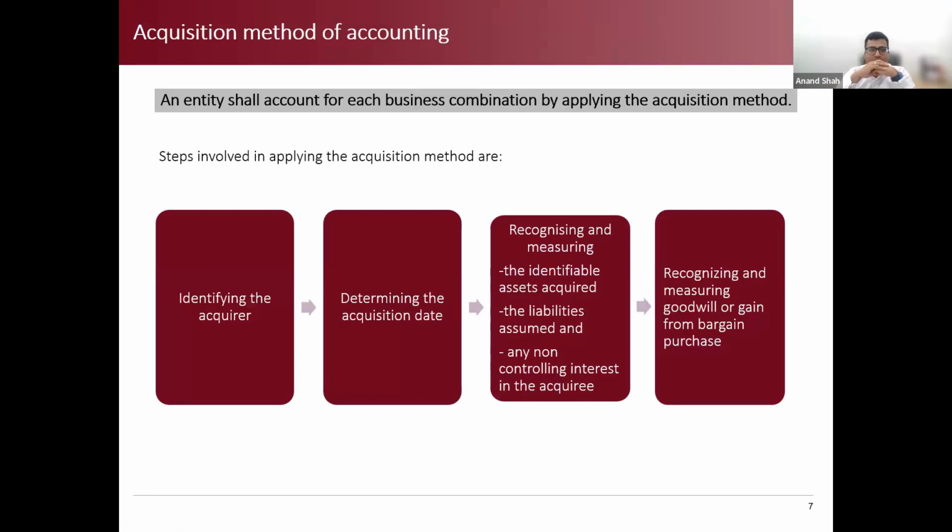Moving on, Ind AS 103 talks about using the acquisition method of accounting for a business combination. There are four steps involved in the acquisition method. One is identifying the acquirer. Next, determining the acquisition date. Third, recognizing and measuring the identifiable assets acquired, the liabilities assumed, and any non-controlling interest in the acquiree. And finally, recognizing and measuring goodwill or gain from a bargain purchase. Let's go through these one by one.